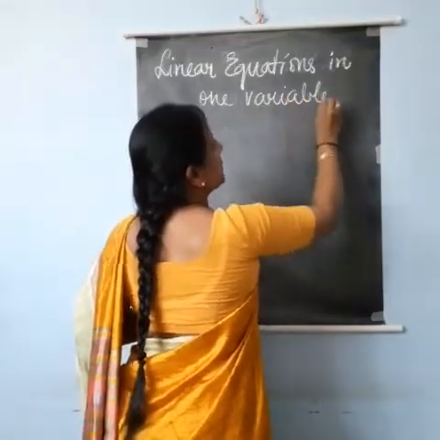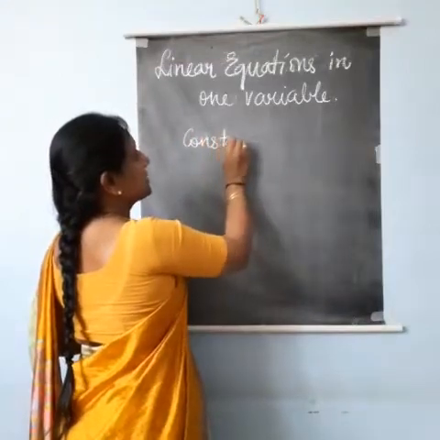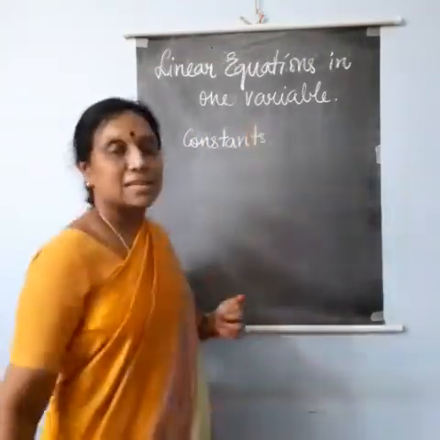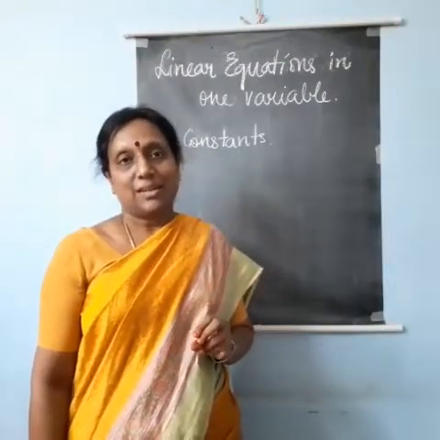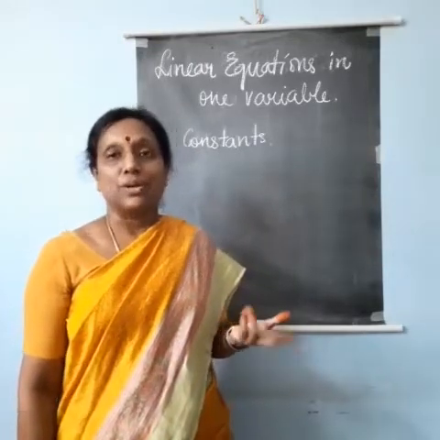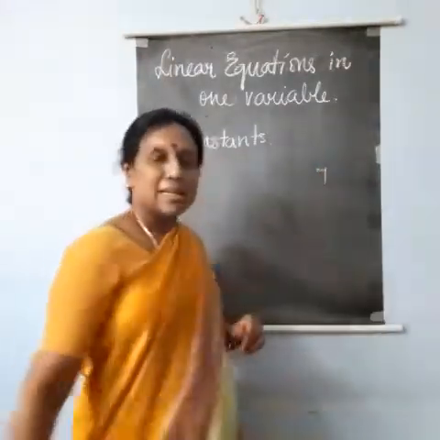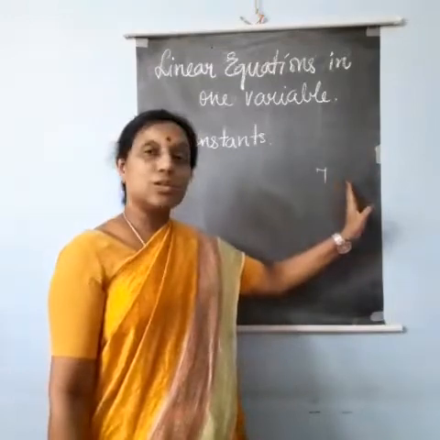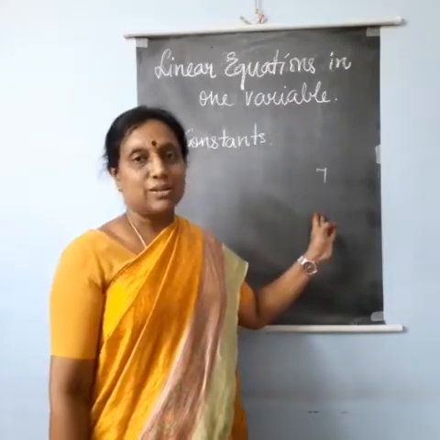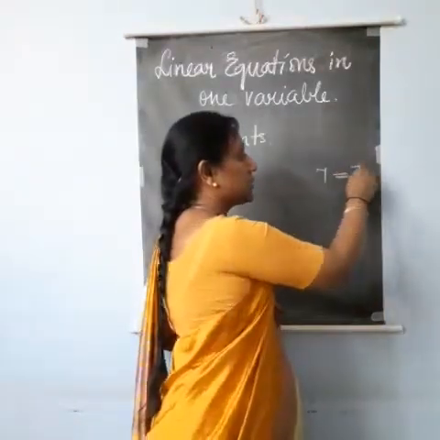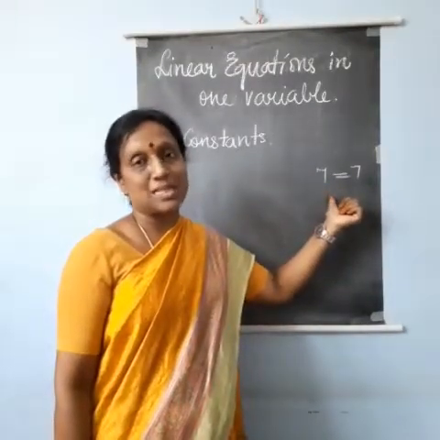Okay, now what is a constant? Constants are terms whose values do not change. For example, we can take a number as a constant. Let's say I take the number 7. Now, can 7 be equal to 100? Or can 7 be equal to 5? No, 7 can only be equal to 7. So, 7 is a constant. The value of 7 is always constant.